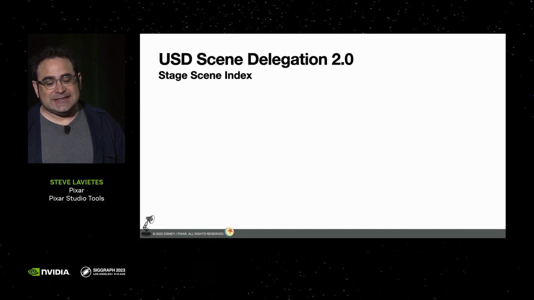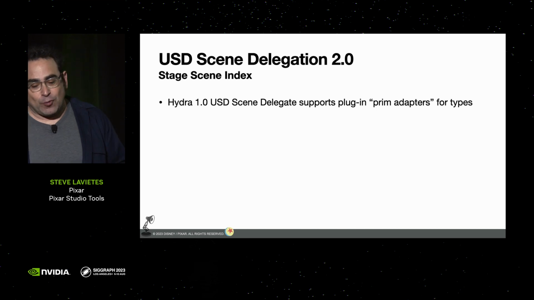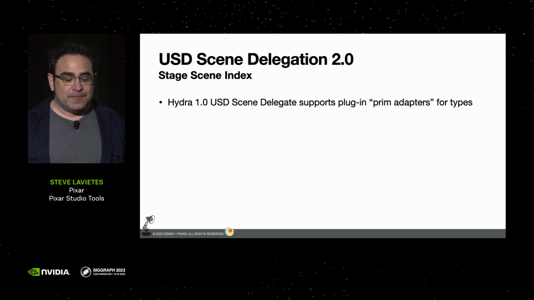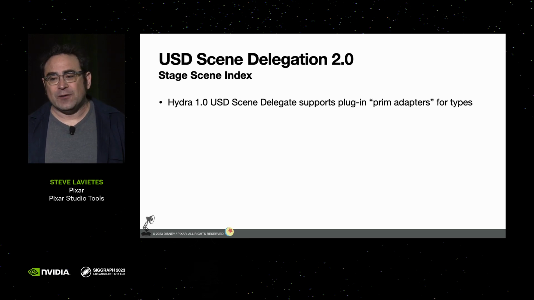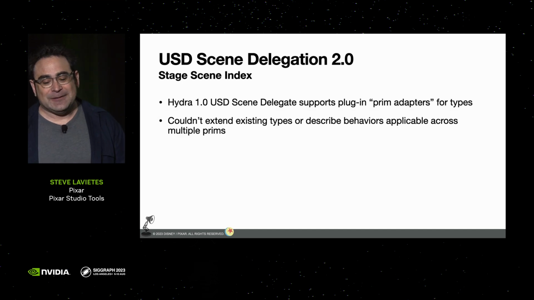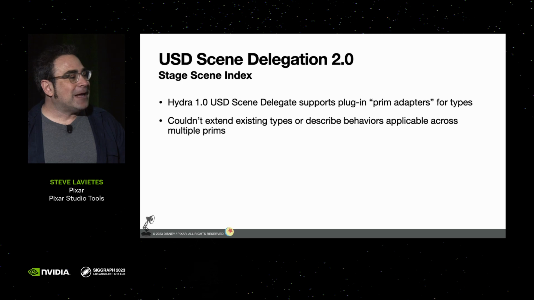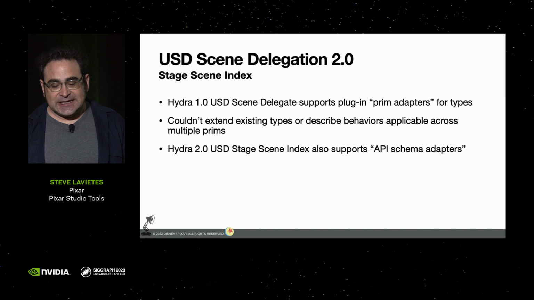I mentioned the USD scene delegate, and we call that the stage scene index. In Hydra 1, the USD scene delegate supported plug-in prim adapters for types. So for example, if you wanted to have a tet mesh and you wanted to adapt it so it turned into a regular mesh, you could do that. And then the renderer wouldn't even have to know that it was a tet mesh. The problem with this was that you couldn't extend existing prim types or describe behaviors that might be applicable across multiple prims. So in Hydra 2, the stage scene index also supports API schema adapters.